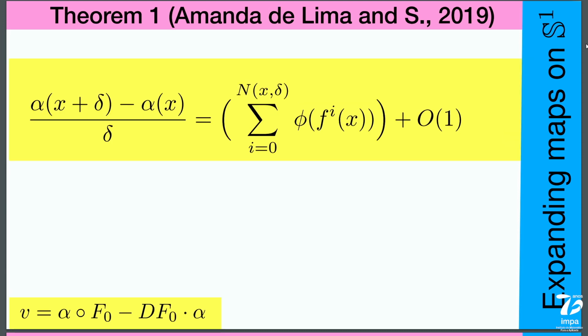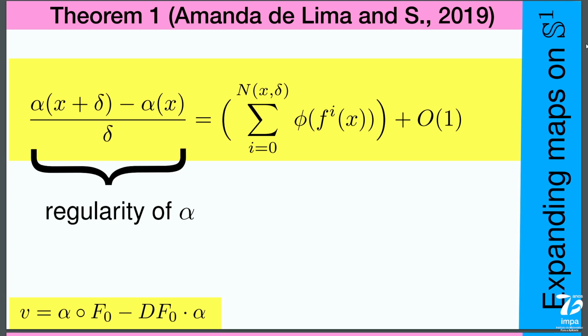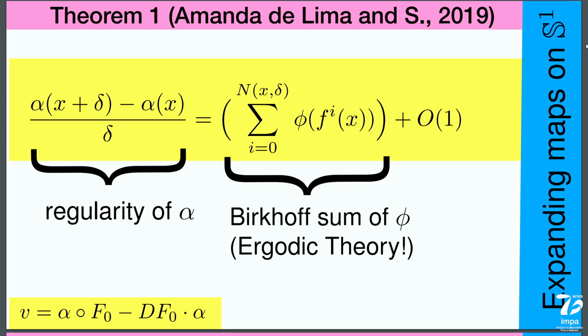Suppose you want to understand the regularity of alpha. That's what you want to know. You want to know if it's Lipschitz, if it's Zygmund, if it's log Lipschitz, or something like this. To do that, you need to study this quotient here. Okay? For instance, if when delta goes to 0 this converges to some number, then alpha is differentiable at x. Or if this is bounded, then alpha is Lipschitz. So understanding this is understanding the regularity of alpha. But on the other side, what you see is a Birkhoff sum of some observable, some function. And this is one of the main objects in ergodic theory.